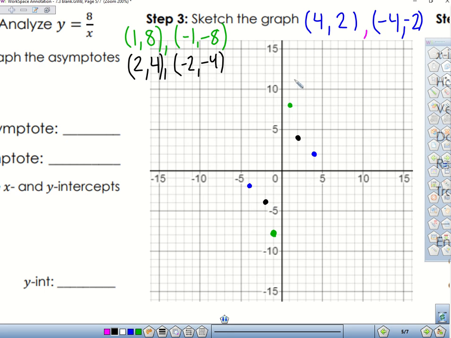Yep. You can plug in anything you want. If you wanted to go ahead and plug in 1 million, you can, and it would still give you a point that's on the graph. It's just not going to be that helpful.